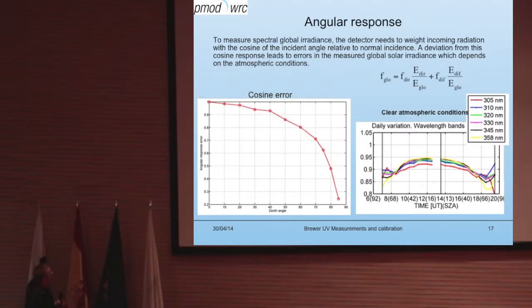I will not go into the details about the angular response, just to mention that this is something that you should take into account when you are analyzing your data, because it can mean that, for example, even though your instrument is very well calibrated and very well characterized, you will still have a deficiency of between 5 and 10% relative to unity. You will have a diurnal variation, and you will not see that on your own. You can only see that when you are comparing your instrument to another instrument that doesn't have the same problem.